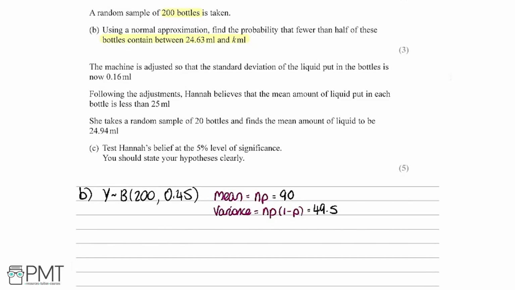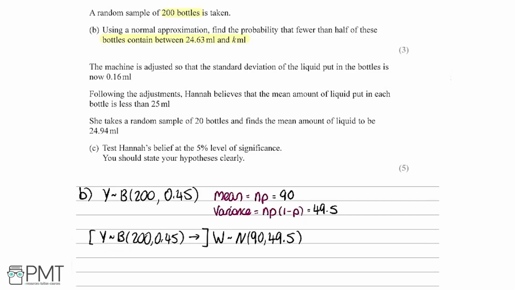So we can then use this to write a normal approximation to the binomial distribution. So we can say Y, which is distributed binomially here, is approximately distributed, we're going to call it W, with a normal distribution, and we're going to put the mean and variance in here. So that's 90 and 49.5.